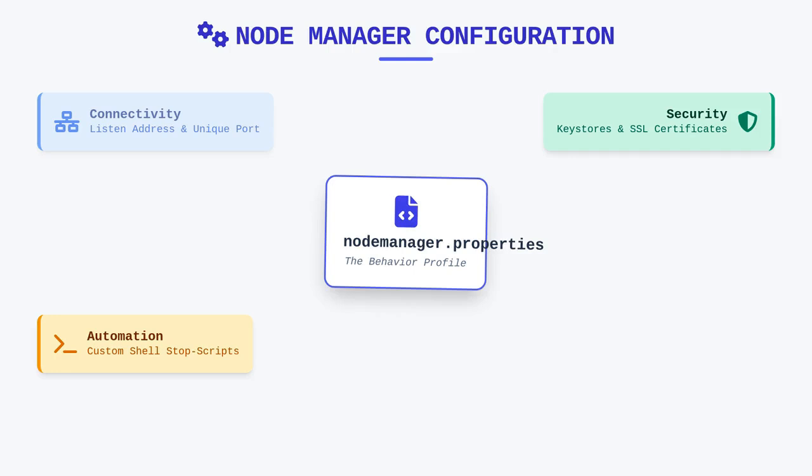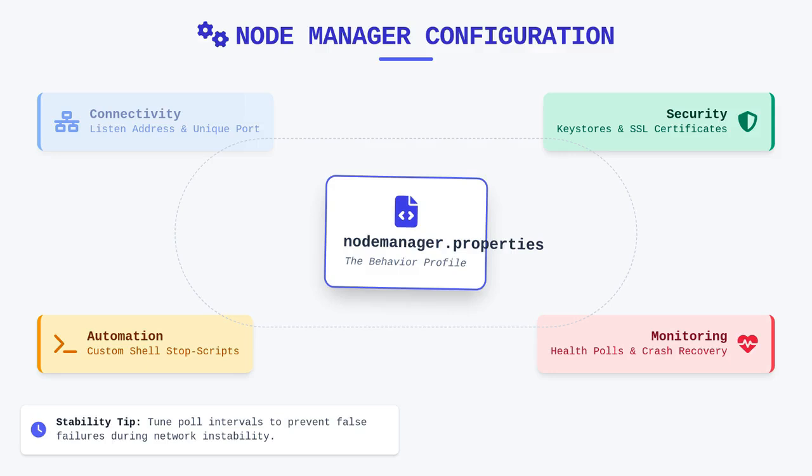You can further customize the utility's behavior by enabling custom scripts that allow the engine to execute specific shell commands during a stop sequence, which is particularly useful for cleaning up legacy resources or external dependencies. There is also the health poll interval, a parameter that specifies how frequently the Node Manager probes the status of the managed servers in its care. If your systems are prone to intermittent network instability, tuning this value prevents the agent from prematurely assuming a process has failed. Furthermore, you must configure the crash recovery settings to dictate how the utility should respond if it detects an orphaned process or a stalled server instance.